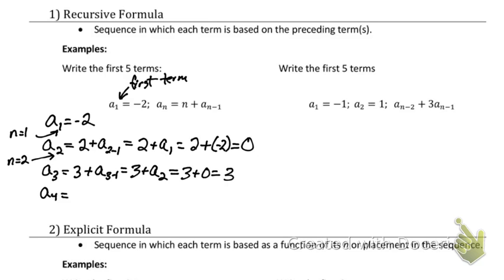Our next one is a sub 4, so we're going to have 4 plus, and remember, once you get the hang of this, you can just follow the pattern. It is 4 plus the term before it, so it's just going to be 4 plus 3, which equals 7. Then a sub 5 is going to be 5 plus the term before it, which is 7, so that's just going to equal 12.